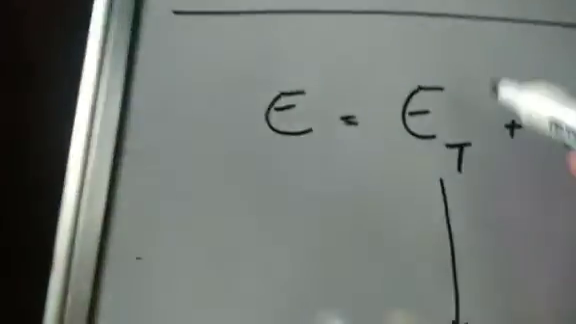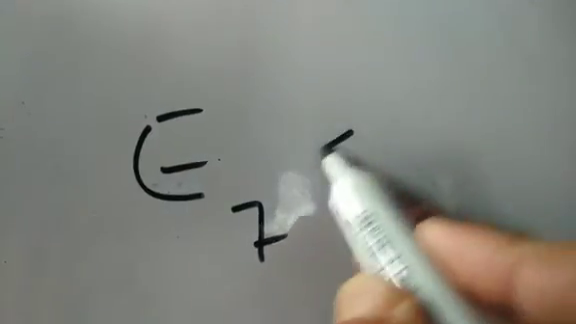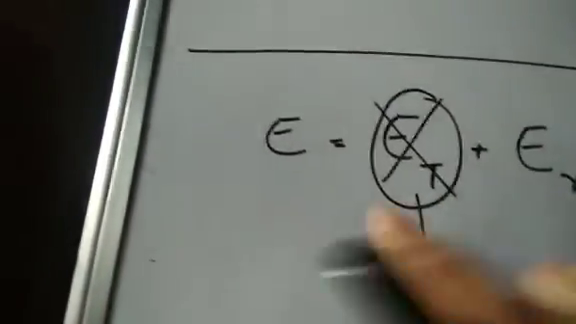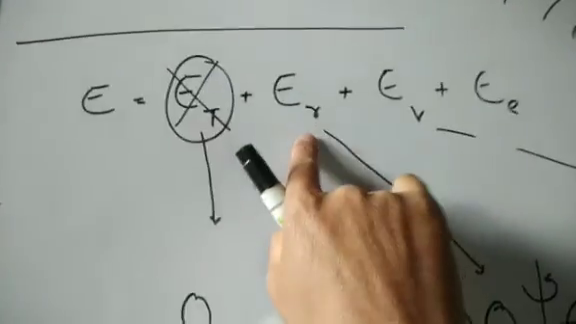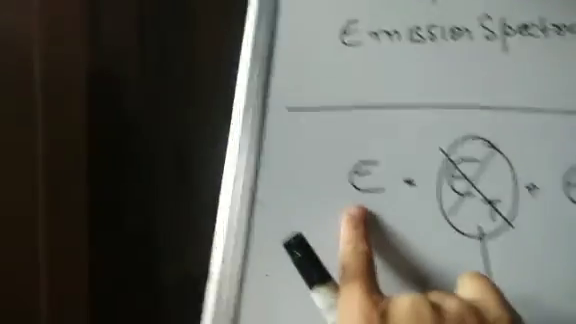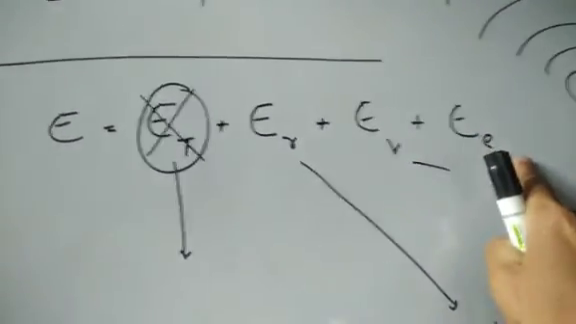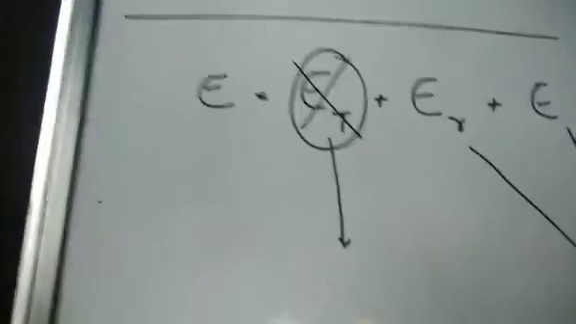Now this translational energy is very, very small compared to the other forms of energy in the molecule. Hence sometimes we don't write it. So we write the total energy as a summation of rotational plus vibrational plus electronic energy in the molecule.